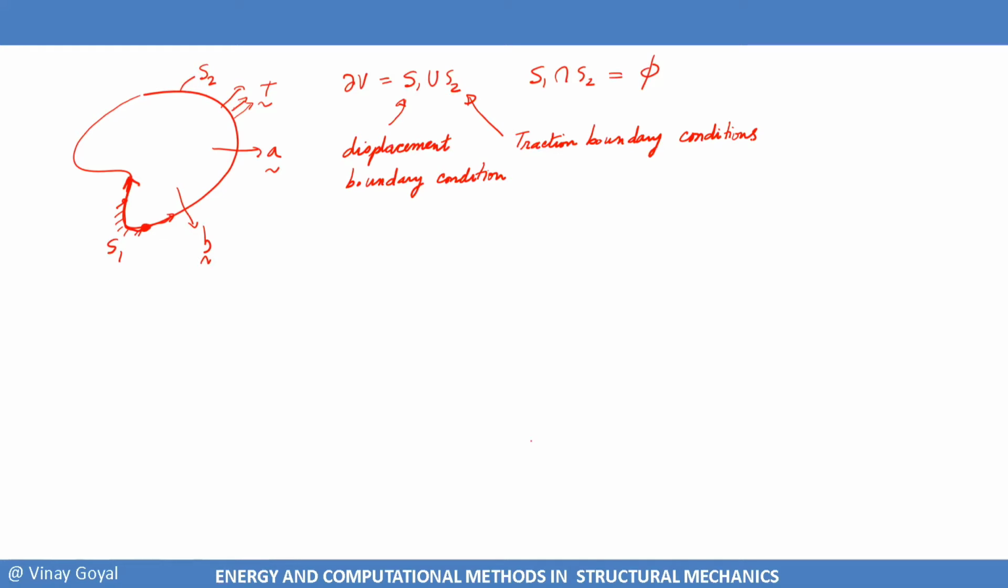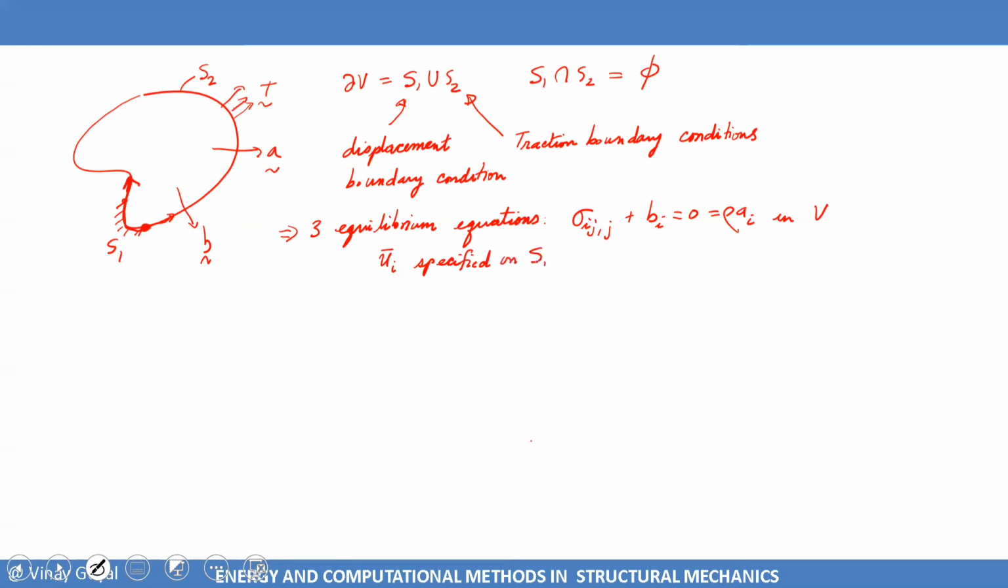The equilibrium equations told us, so we have three equilibrium equations. They are sigma ij, comma j plus bi equals 0, or rho a i if we have acceleration, and that's in the volume V. And the boundary conditions are either you could have ui specified on S1, and then we have the traction, sigma ij nj through Cauchy's relationship, ti bar, specified on surface 2.